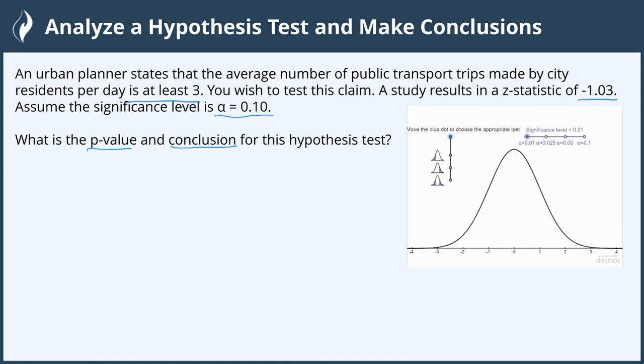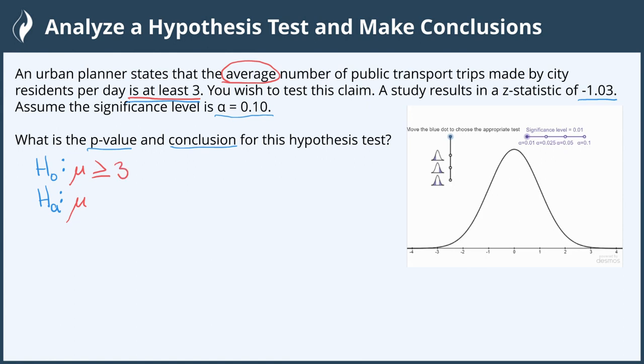The first thing we need to do is identify the null and alternative hypotheses. Looking back at the question, we see that the urban planner is stating the average, meaning that we will be doing our two hypotheses with mu and not a p, because the mu is the average. Trips made by city residents per day is at least 3. When we have the saying at least, this is something that can be greater than or even equal to 3.